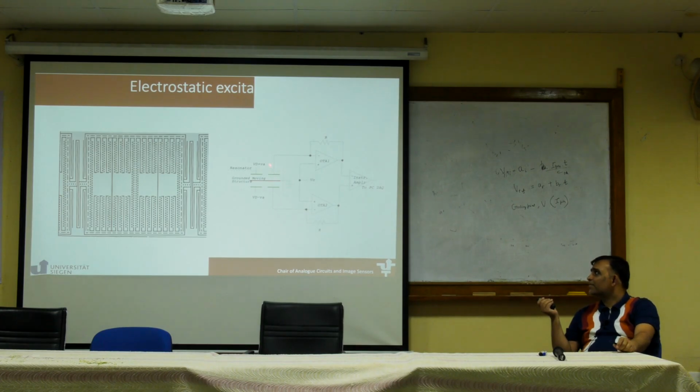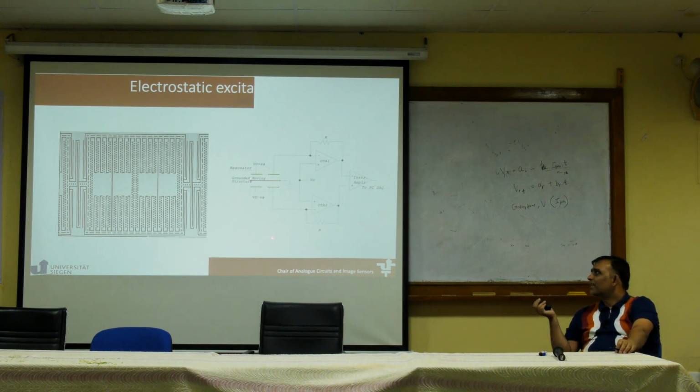So the current produced here will be the voltage I have applied, V naught, times the change in capacitance with time. That current essentially passes through a resistance here, and I get a voltage on both sides. I then take the difference of these two voltages through an instrumentation amplifier. So rest of the circuit is fairly simple.